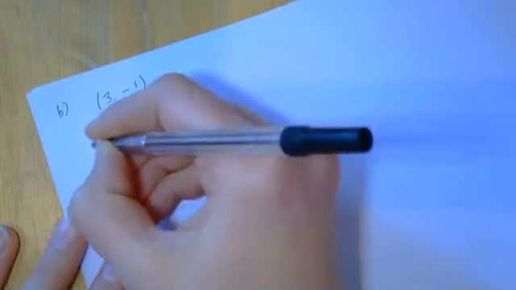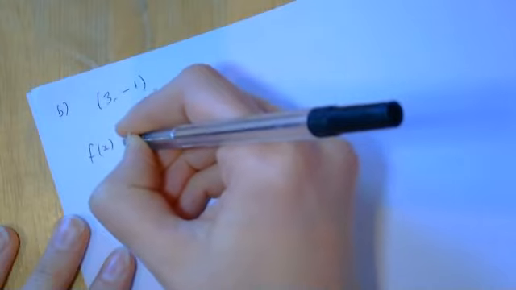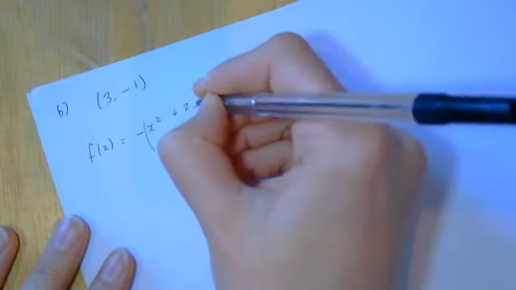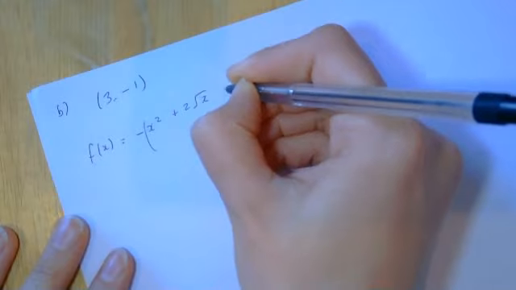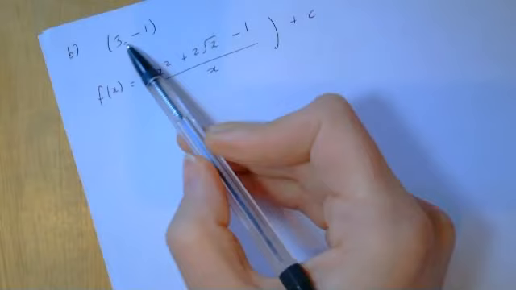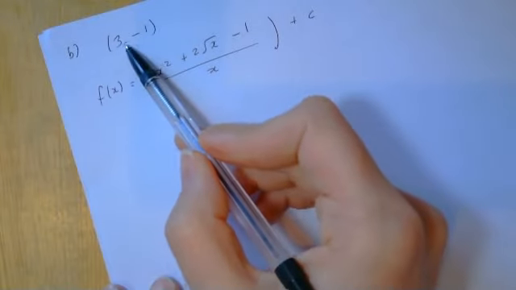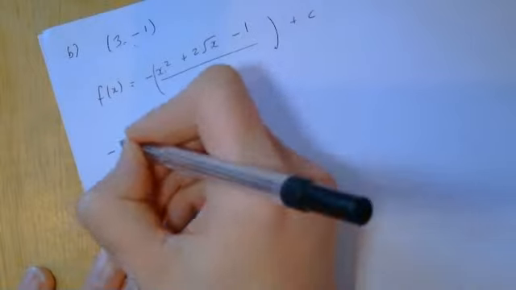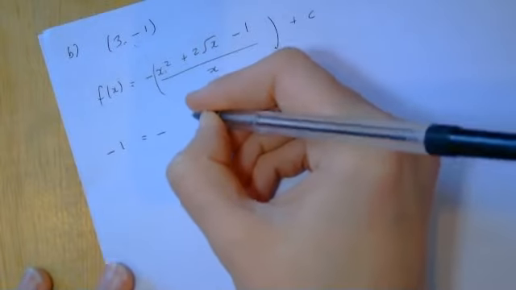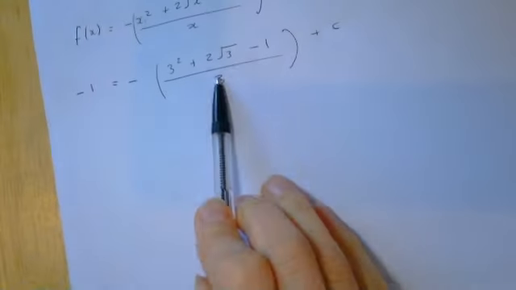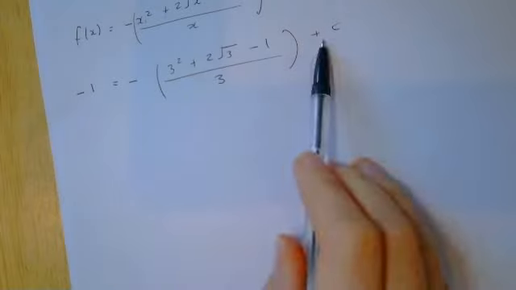Right. Find the value of c, given that f of x goes through the point 3, minus 1. So we've got that f of x is minus x squared plus 2 root x minus 1 over x plus c. Now it goes through this point. So when I stick in x is 3, I need to get minus 1. So I get minus 1 equals minus 3 squared plus 2 root 3 minus 1 over 3 plus c.